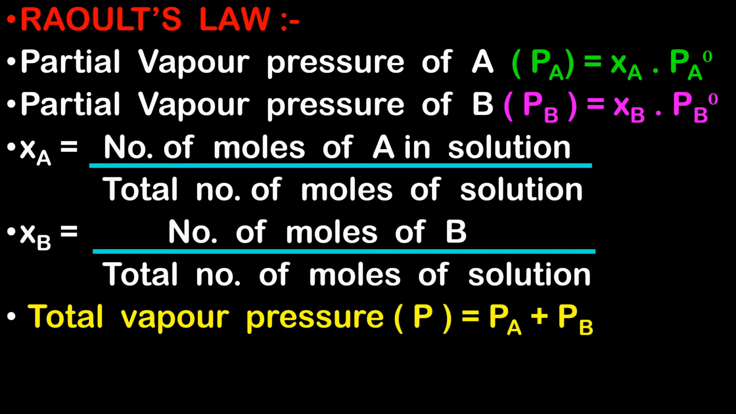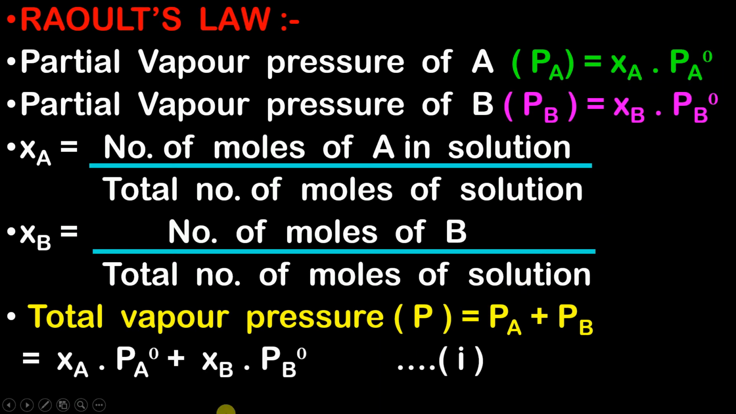Now, moving on, what is the formula for partial pressure of A? It is nothing but XA into P naught A. So let's substitute over here. XA into P naught A, and partial pressure of B is nothing but XB into P naught B.